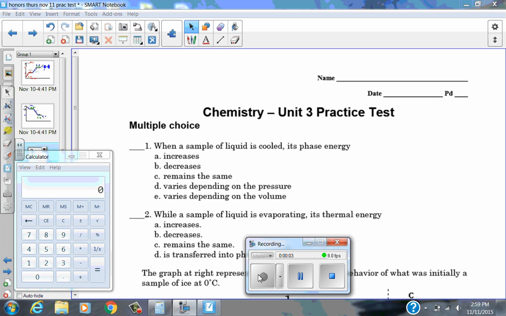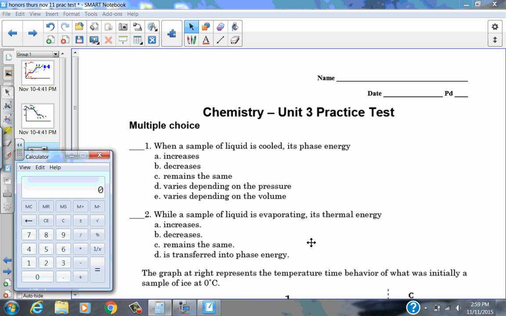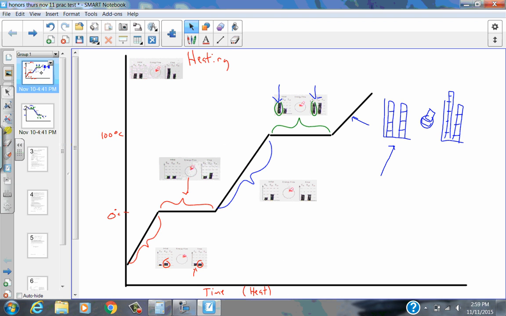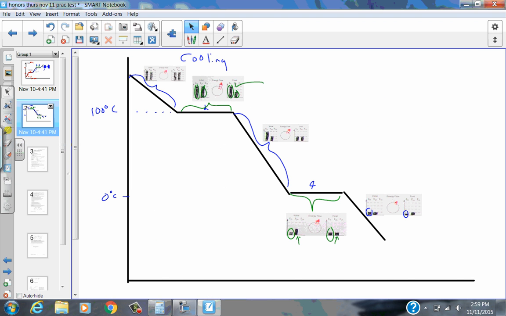Here comes that Unit 3 practice test. Try to talk through it and see why I think the answers are the way they are, maybe drawing a few little diagrams along the way, like some heating and cooling curves. I may even be able to switch from here or here. All right, see what I got available.